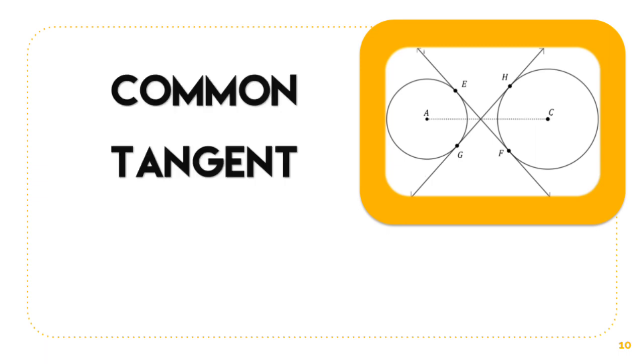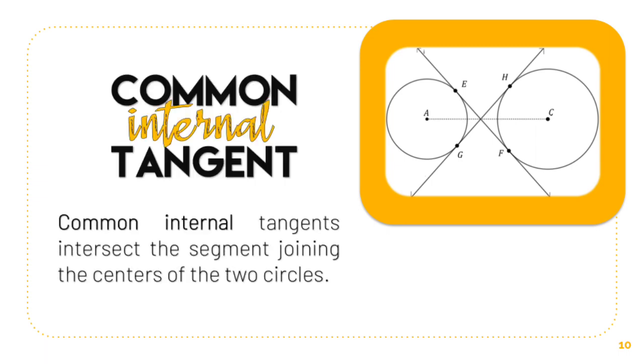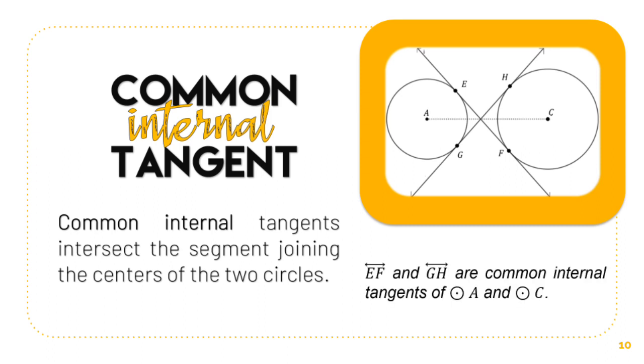We have different kinds of tangent lines in relation to two or more circles. We have the so-called common tangent. Common internal tangents intersect the segment joining the centers of the two circles. Given the figure, we have line EF and line GH as common internal tangents of circle A and circle C. These two lines intersect the segment joining the centers of the two circles.